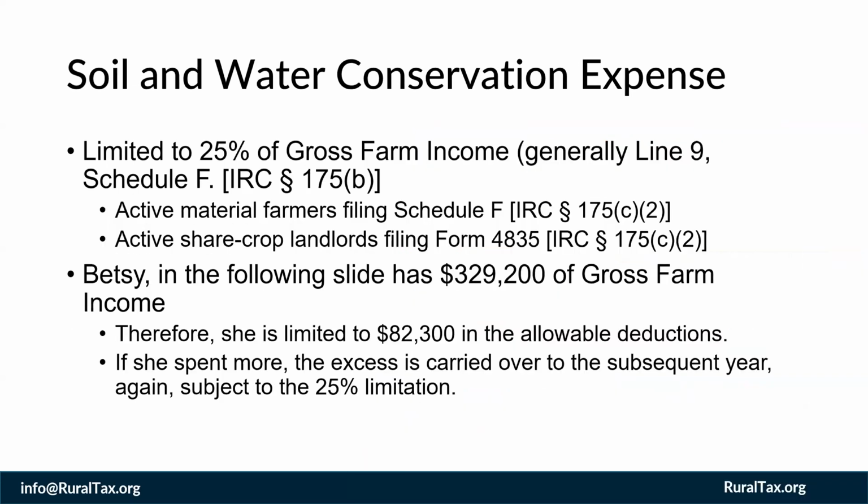Another one we look at, and this is for soil and water conservation expenses that individuals have. This is going to be limited to 25% of gross farm income. And again, generally, it's going to be line 9 of Schedule F, and the citation there is under Code Section 175(b). And if we are active material farmers filing a Schedule F, and there you see it's 175(c)(2), or if we are crop share landlords, there's a comma in that definition. Again, the same citation, Code Section 175(c)(2) again.